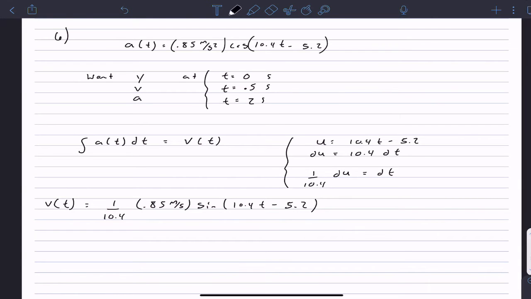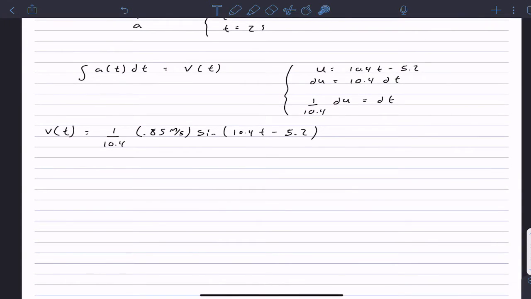Okay, for the next one, we do pretty much the same thing. You can use the same substitution, and you're going to end up with an answer that you would expect. We're going from positive sine, we're integrating, so that's going to give us a negative 1 over 10.4 squared, 0.85 meters per second, cosine 10.4 t minus 5.2.